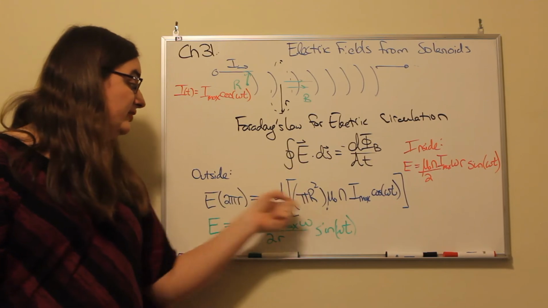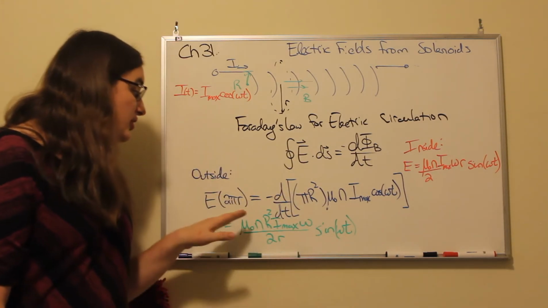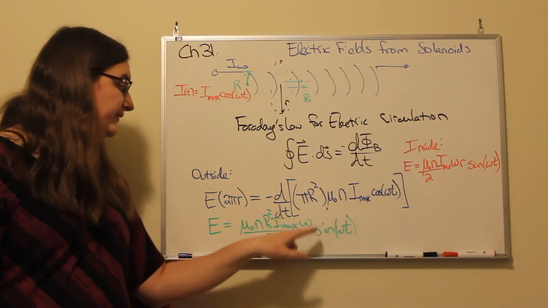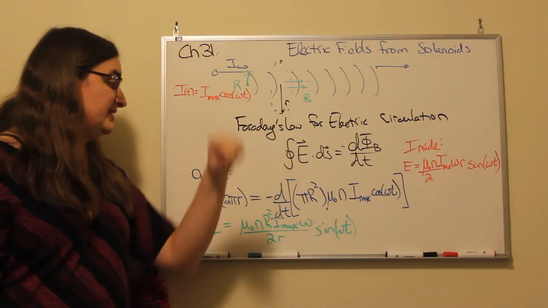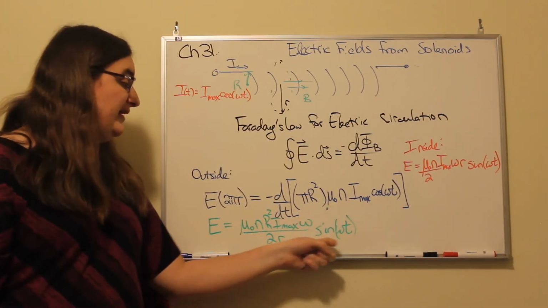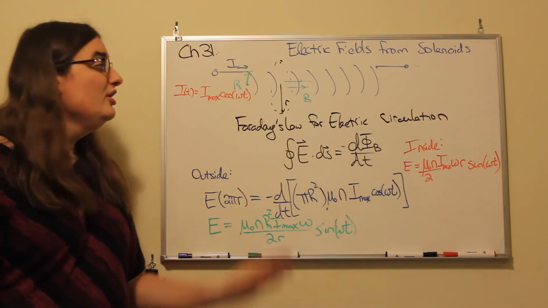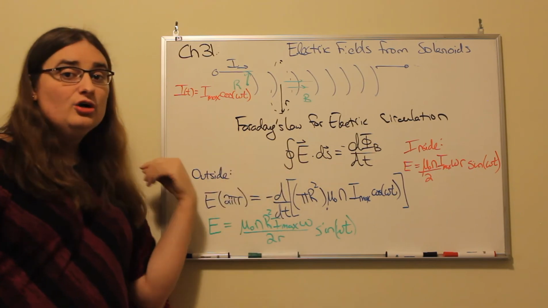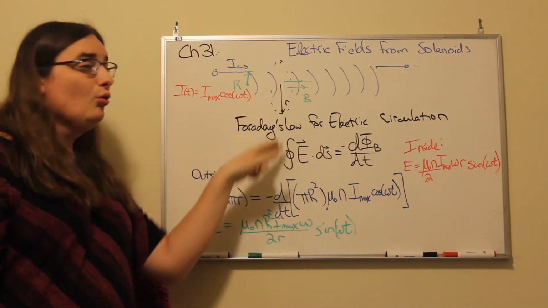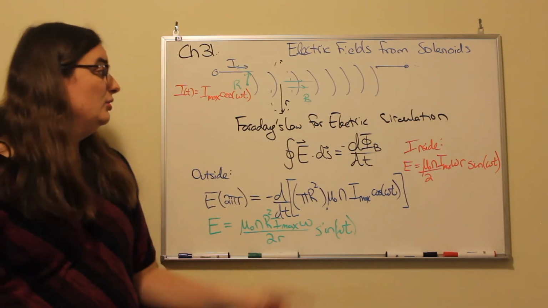I have pi on both sides of the equation, so pi cancels out. So in my numerator, I'm left with mu naught times the number of turns per length times the radius of my solenoid squared times my maximum current times omega sine omega t, all divided by 2 times our radius. So outside a solenoid, we create a changing electric field that falls off as 1 over our distance away from the very center of that solenoid.